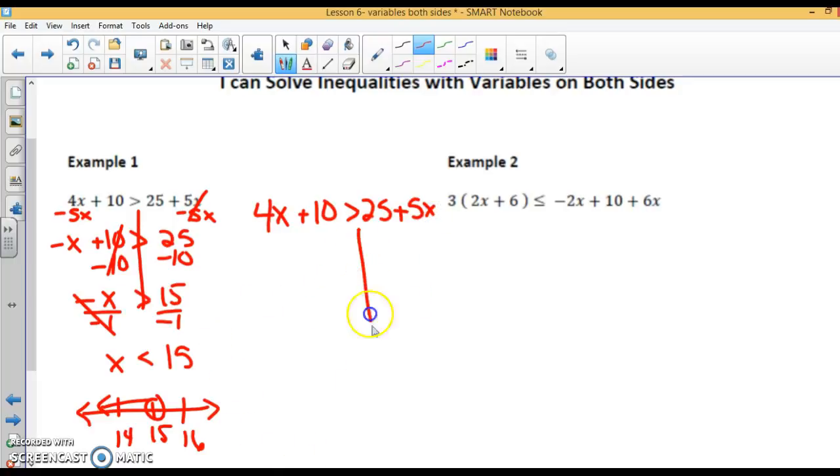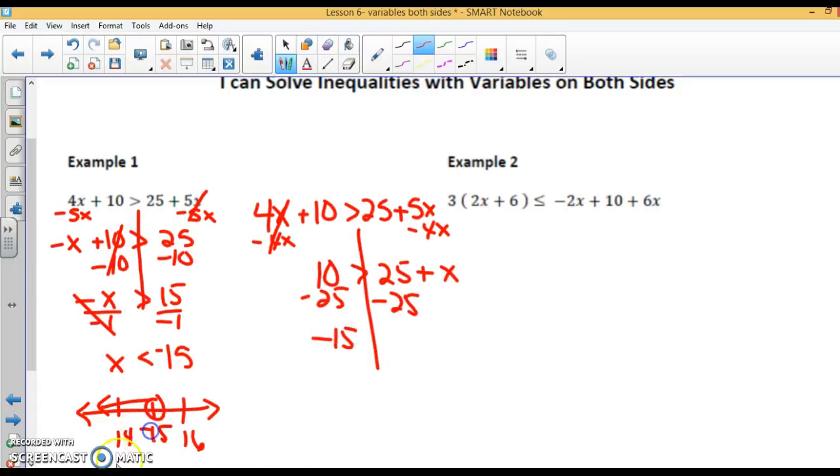Now, let's look at the same exact problem if we did it the other way. If you chose to bring the 4x over to the right, I would have 10x is greater than 25 plus x. Subtract 25. Oh, this should be a negative 15. I screwed the answer up. So, negative 15 is greater than x.